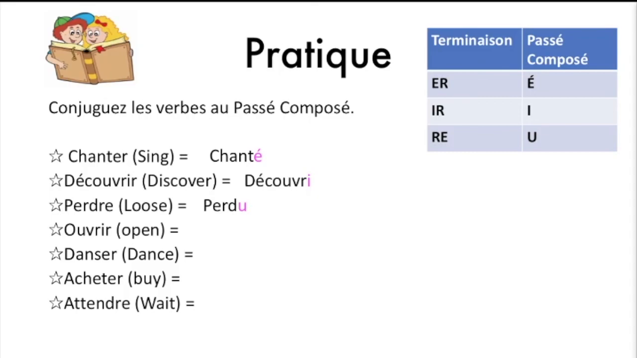And it's another IR verb. And if you remember, IR goes to I. So we have ouvert. The next one is danser, to dance. And it's an ER verb. And we're going to change that for E accent aigu.